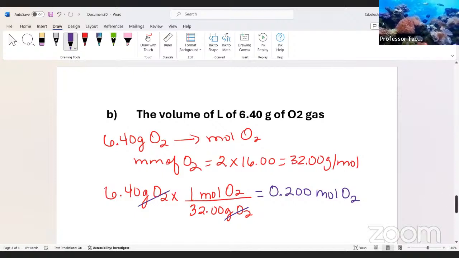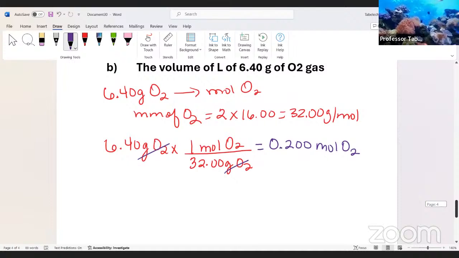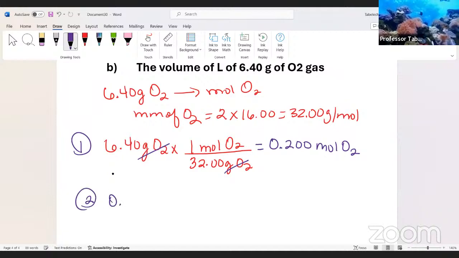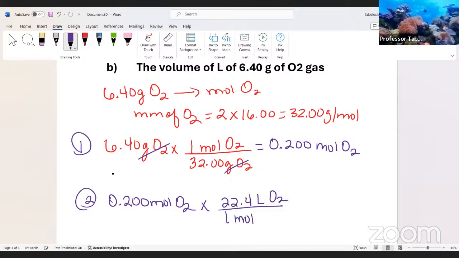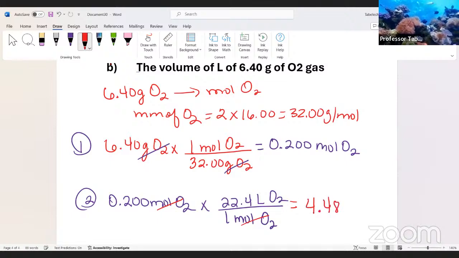Now, you already know what to do, right? Use the molar volume value to find the volume of that in liters. So this was step 1. In step 2, you're going to take that 0.200 moles of oxygen times 22.4 liters of oxygen over 1 mole of oxygen. All you're going to do, guys, is just cross out your moles of oxygen and put that in your calculator: 0.200 times 22.4, and I get 4.48 liters of oxygen gas. And that's the correct number of sig figs.